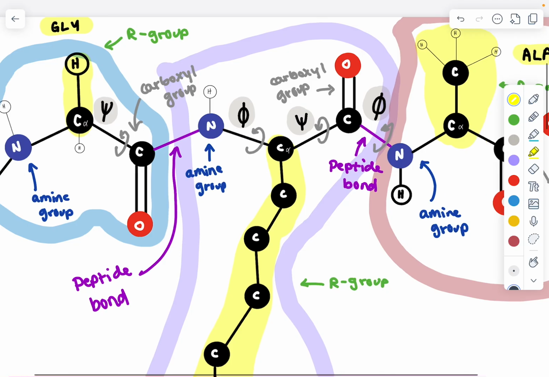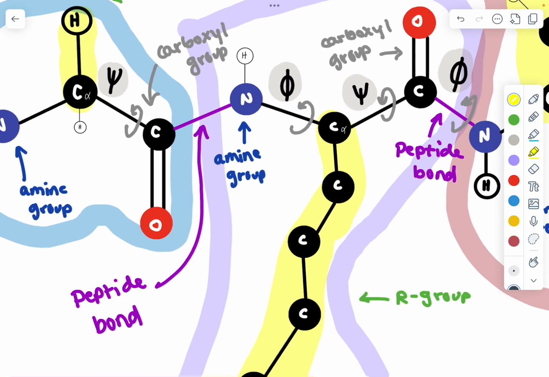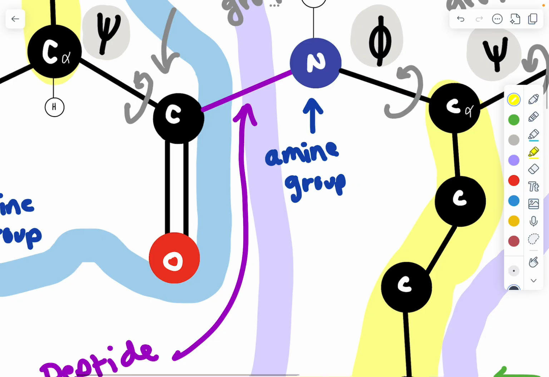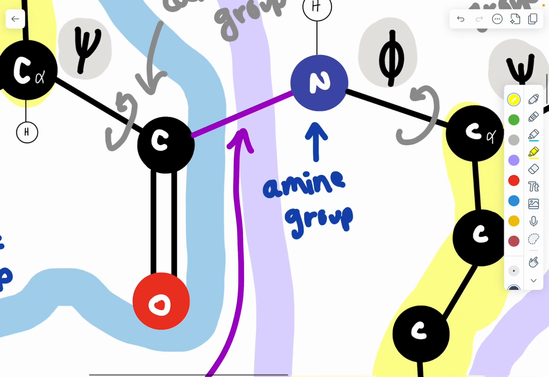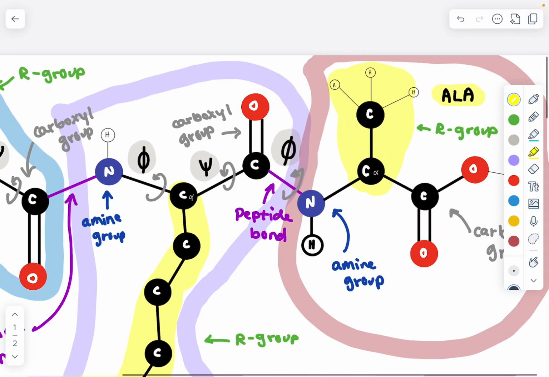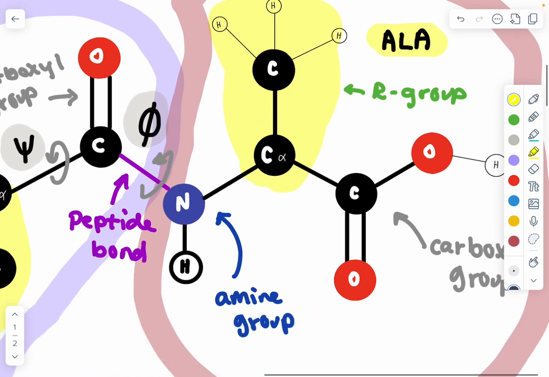Each amino acid also has a carboxyl group. Those are going to be the oxygen double bonded to the carbon, as shown here, here, and here.